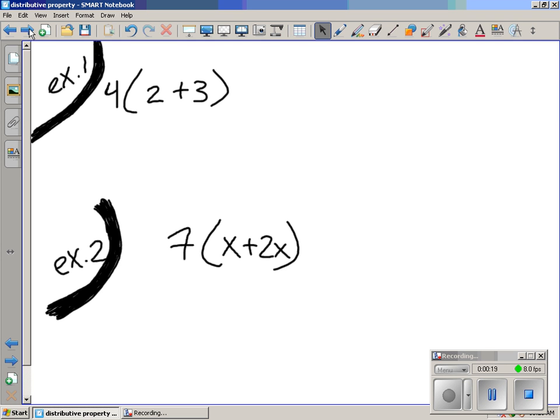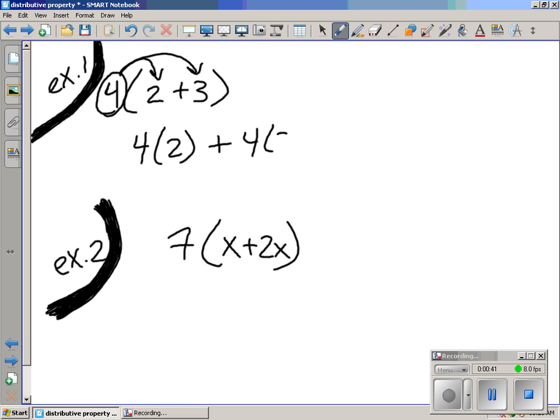Distributive property, I think of the word distribute. If you distribute gifts, you're giving out gifts. So you distribute it out to each person. So in this case, we'll look at the example of taking the 4 and distributing it, or giving it out, to the 2 and to the 3. You have to give it to every single piece inside of that set of parentheses. That results in 8 plus 12, which is going to give us 20.